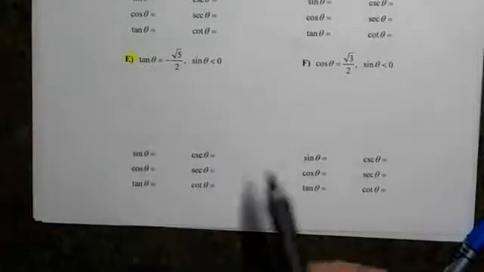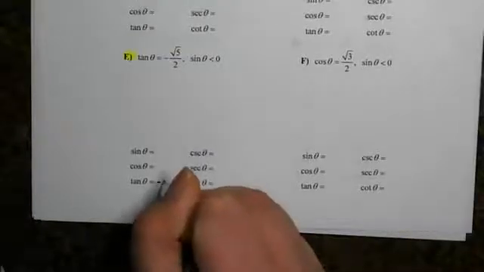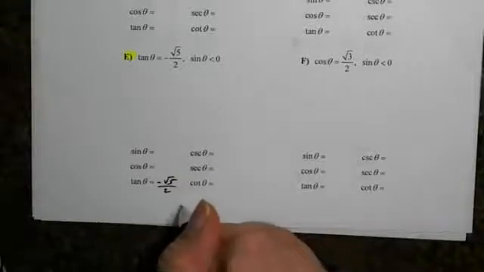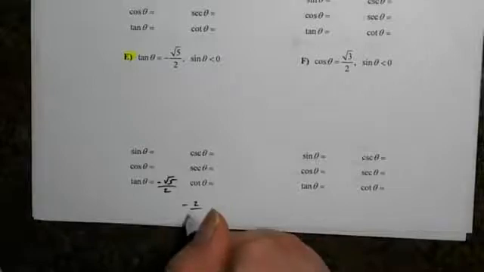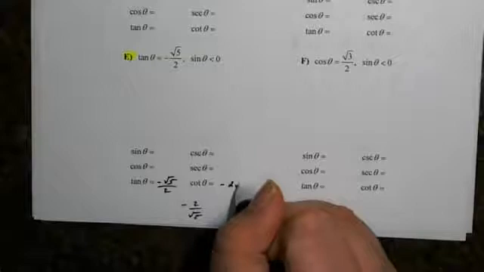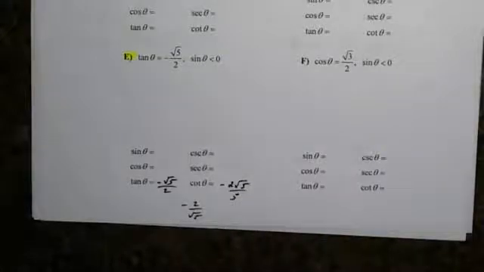So you can see problem E here, the one I'm going to do in class right now. The tangent of theta is negative square root 5 over 2. So there's tangent, negative square root 5 over 2. Cotangent is going to be the reciprocal of that. So let's see, that's negative 2 over the square root of 5. If I rationalize that, negative 2 square root 5 over 5. All right, so there's our reciprocal.